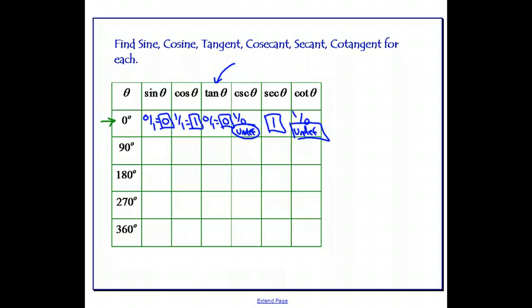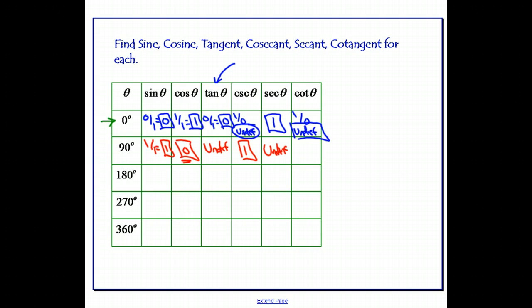But let's see. 90 degrees, sine is y over r. The y-coordinate is 1, and the radius is 1. So 1 over 1 is 1. The cosine is going to turn out to be 0. And the tangent here is undefined. All right, cosecant is the reciprocal of 1, which is 1 again. Secant is the reciprocal of 0, which is undefined.